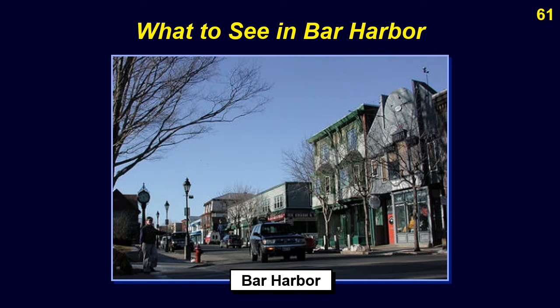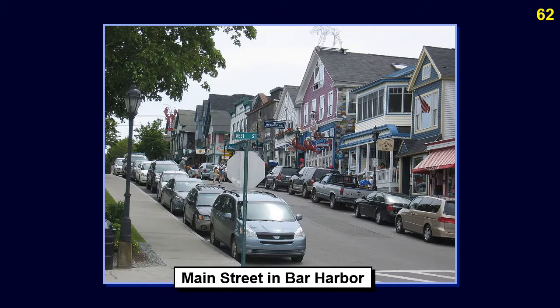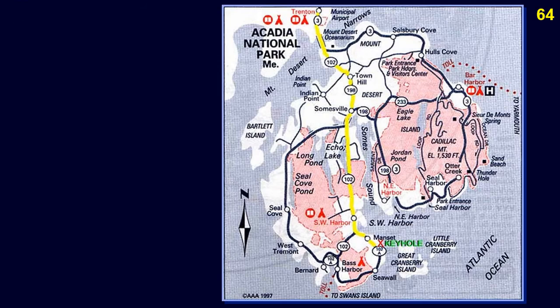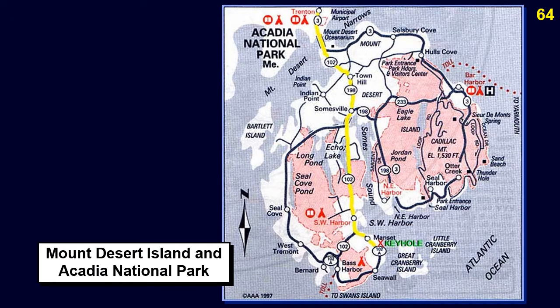Chapter 7. What to see in Bar Harbor. This is Main Street in Bar Harbor. This is a map of the Mount Desert Island and Bar Harbor. This is a map of Mount Desert Island and Acadia National Park.